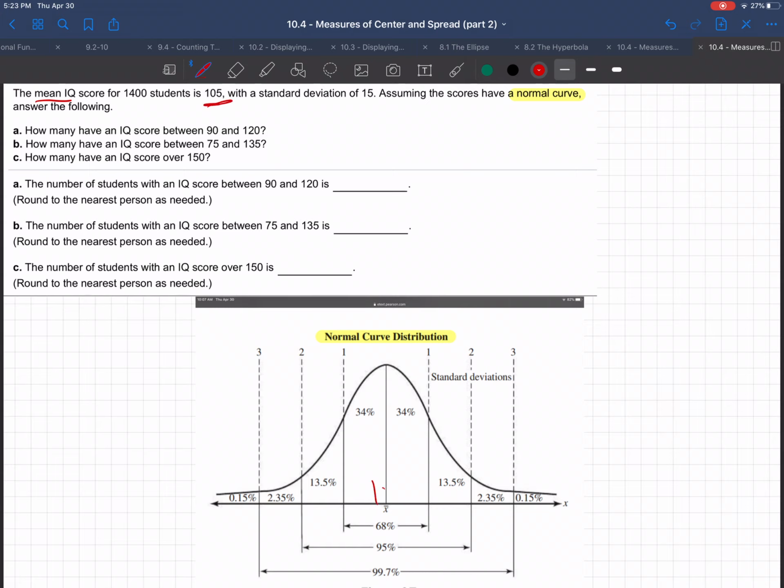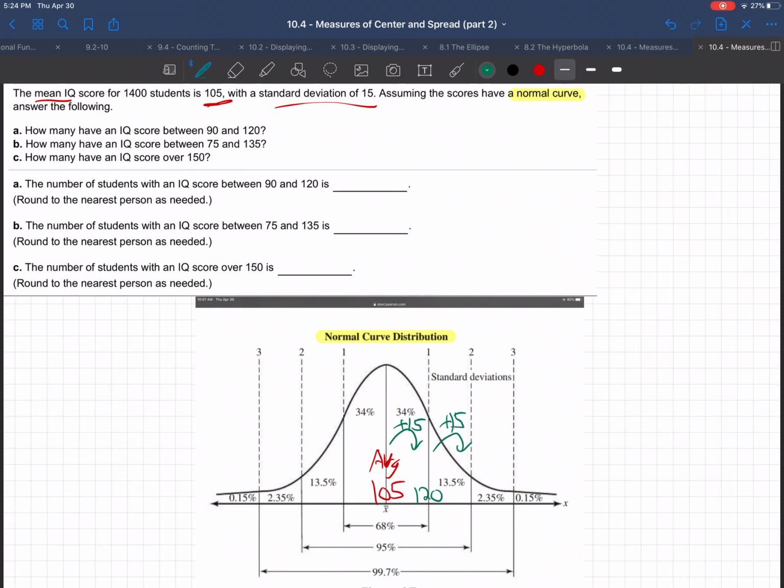So I'm going to put that right in the middle. That's where the average goes. It's the middle, the mean. But the standard deviation is 15. Not everybody's average, right? Some are above, some are below. So we go up by 15. So 105 plus 15, what's that going to be? 120. Then every line is a standard deviation jump.